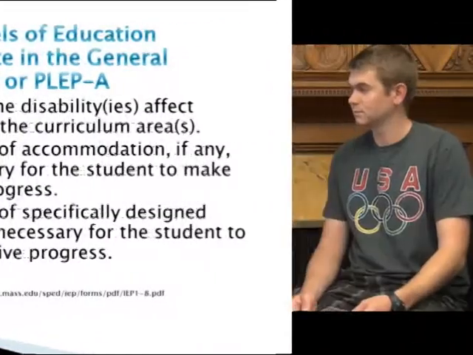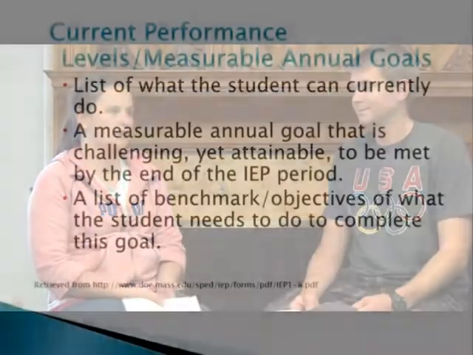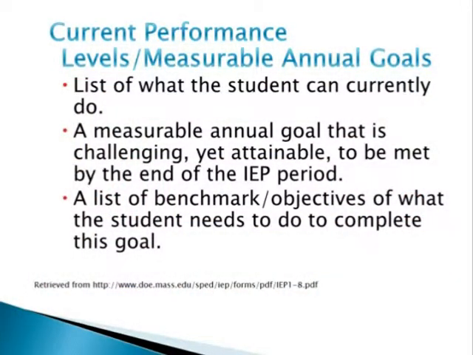This is helpful for the educator to know because it explains what that educator needs to do to help accommodate the student. The other page is the current performance level and measurable annual goals. This is where you have the student's goals and benchmarks, and you have to know what you need to do and what the student needs to reach by the end of the year or the process of the IEP.